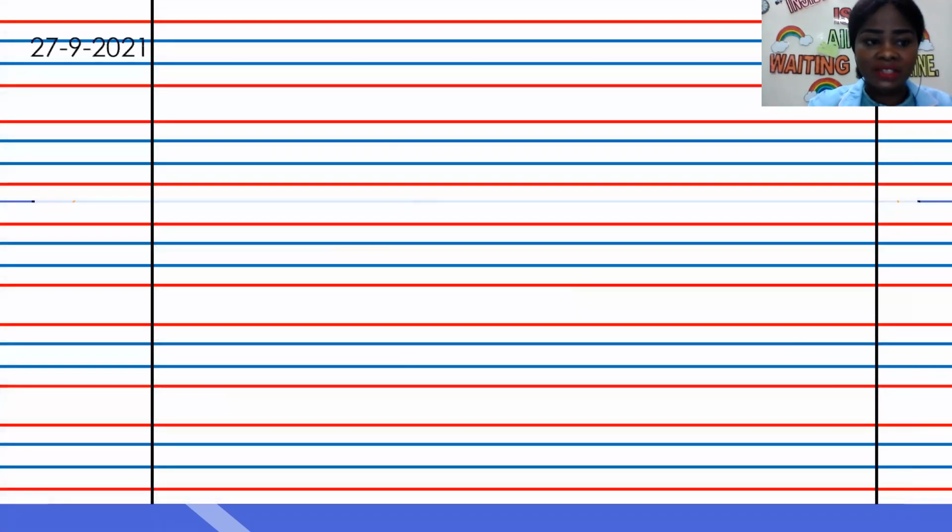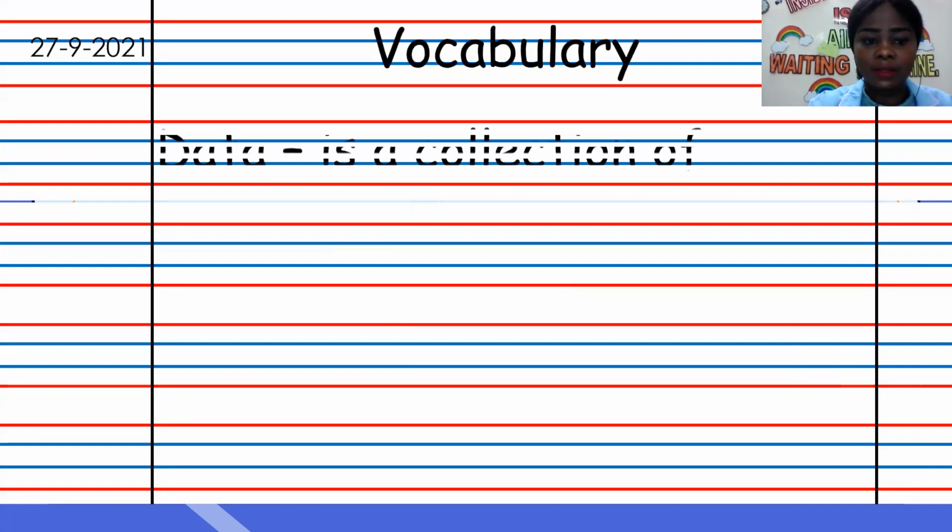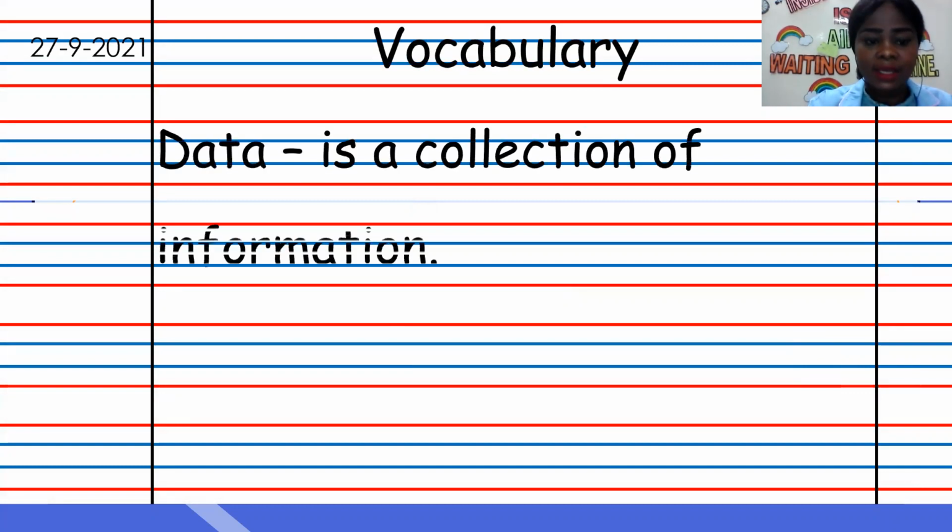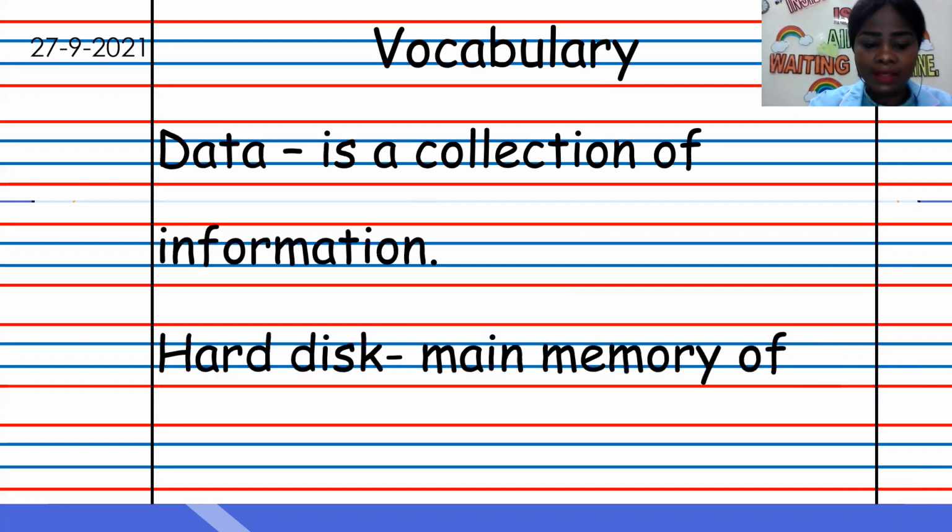Then you're going to write here for me, vocabulary: data and hard disk. The data is a collection of information, and the hard disk is the main memory of the computer.